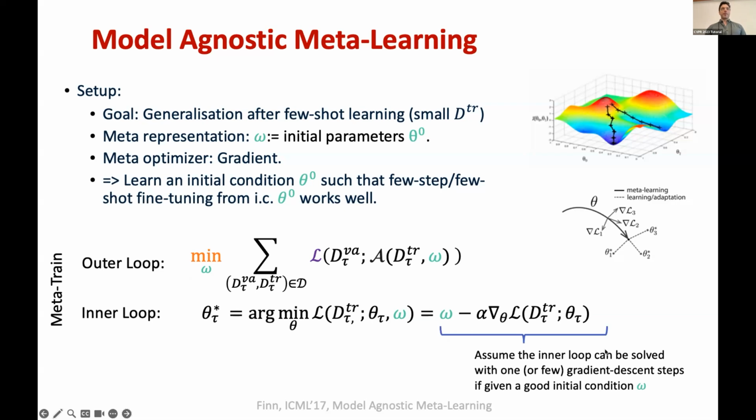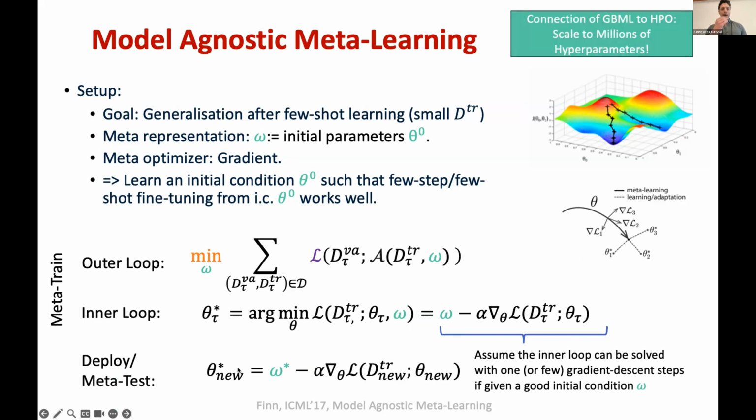Yeah, so the very big assumption here is that you can solve the whole deep neural network learning problem with 1 or 2 gradient descent steps if you are allowed to carefully choose the initialization, right? And then in the meta-training step, we are going to search for a good initialization over a whole range of meta-training problems. And then in the deployment step, we start from that carefully chosen initialization W star, and then we do 1 or 2 gradient descent steps on our new problem and hopefully arrive at a good solution.